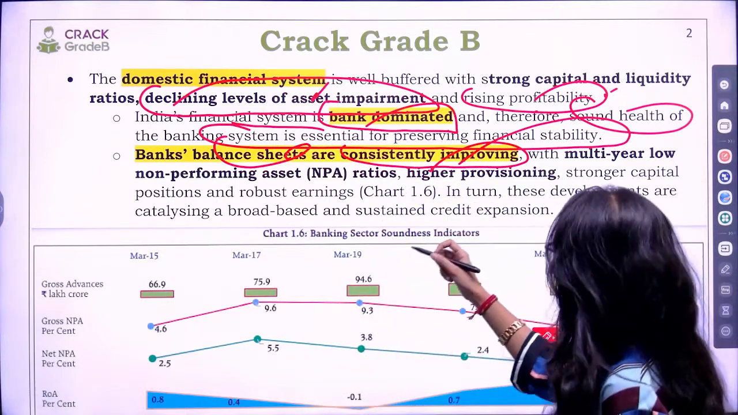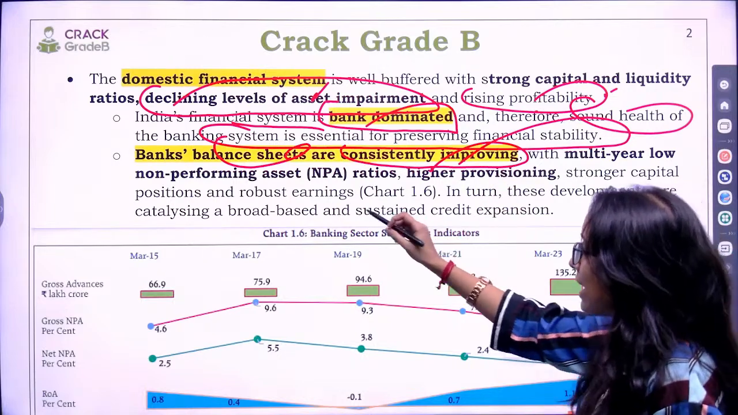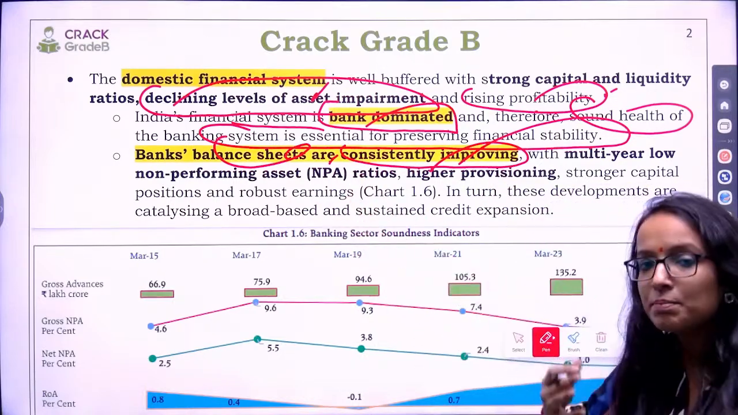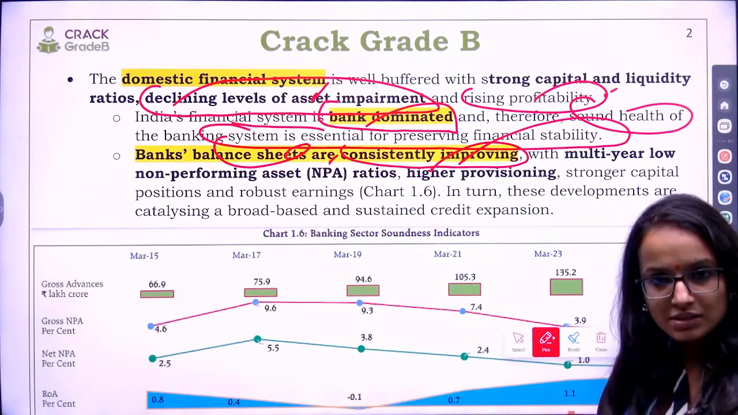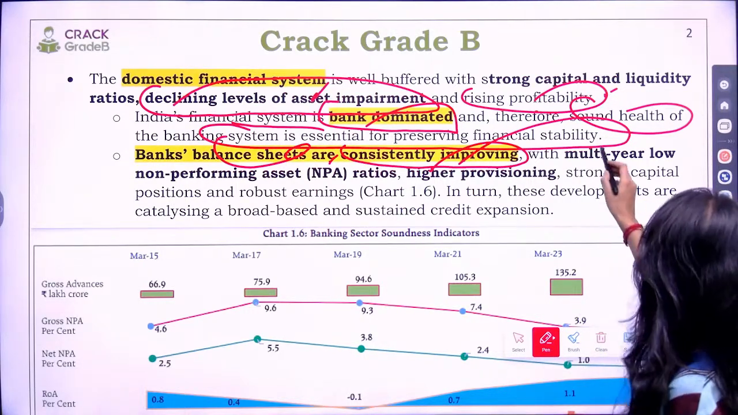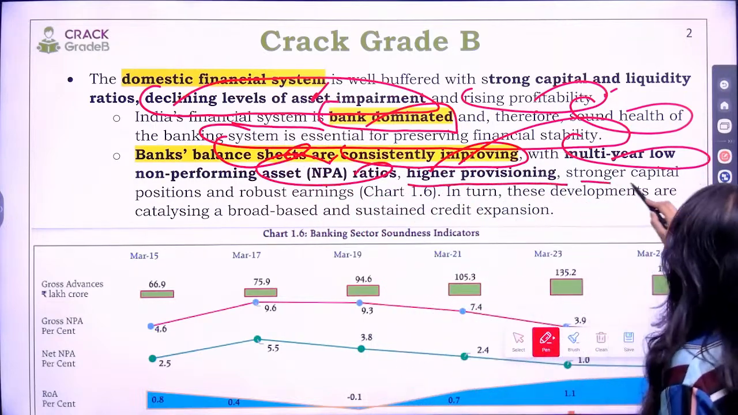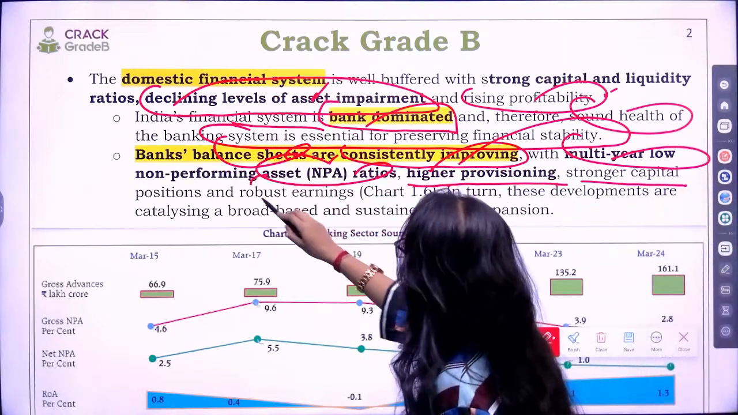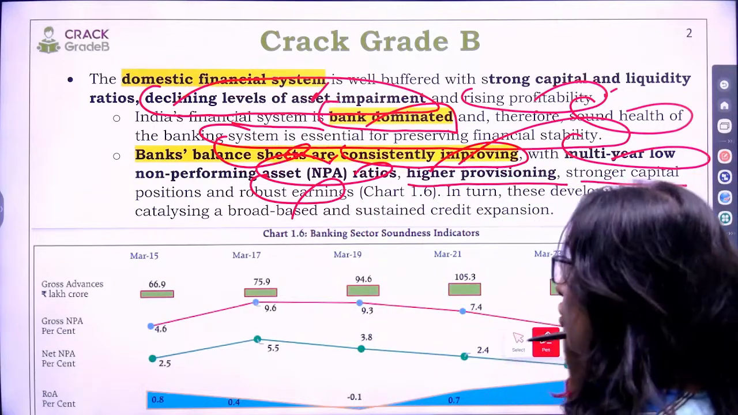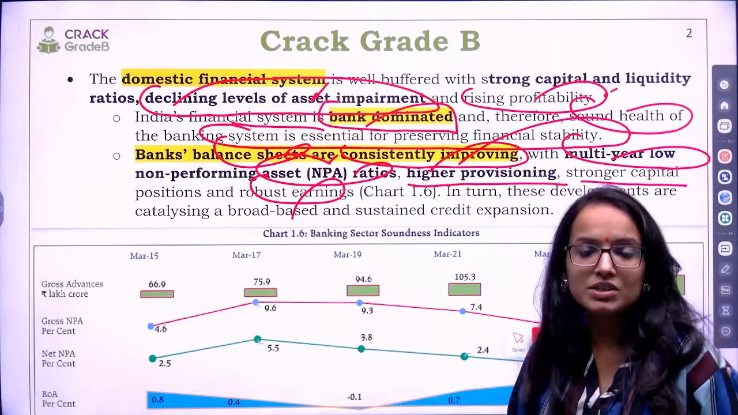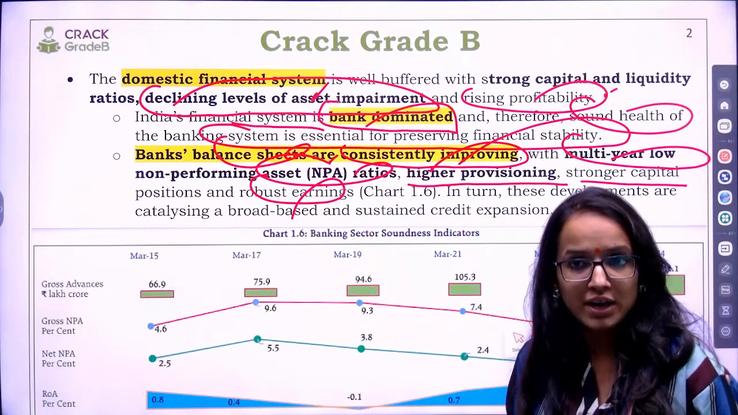So that is why we are saying that Indian financial stability is secured, because banks' balance sheets are also consistently improving. Less of liability, less of loss, and more performing assets. Okay, then with multi-year low NPA ratios, higher provisioning, stronger capital positions, and robust earnings. So why are we saying that banks' balance sheets are consistently improving? These are the indicators you should substantiate your answers with.